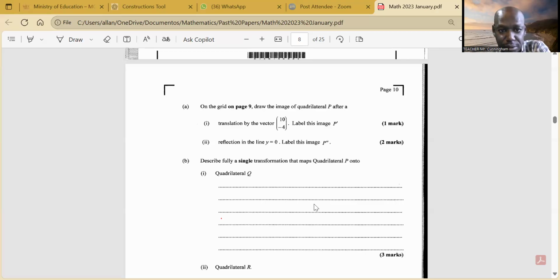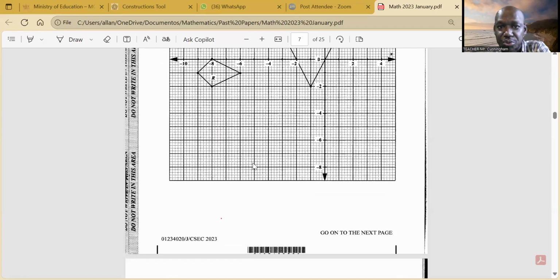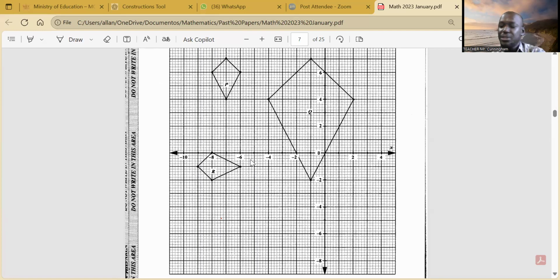All right, describe fully the transformation that maps P onto Q. Anybody could tell me what is a transformation? What would you call this? This is P being mapped onto Q. What do you notice about the kite P and the kite Q? There's something interesting.